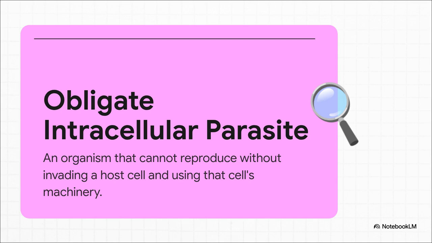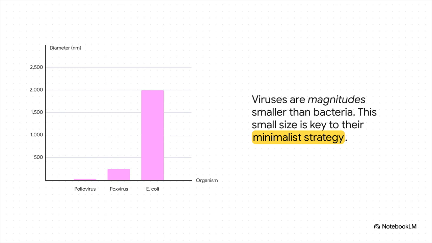Outside of a host cell that it can infect, what we call a permissive cell, a virus is basically just an inert little particle. It can't do a thing. And get this, the scale is just mind-boggling. Viruses are unbelievably tiny. A little poliovirus is only about 30 nanometers across.